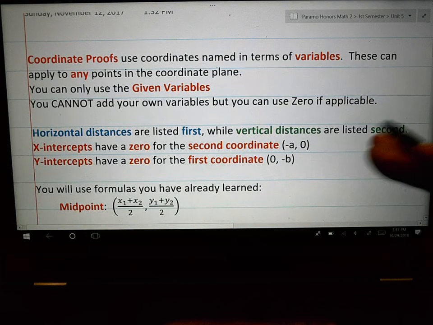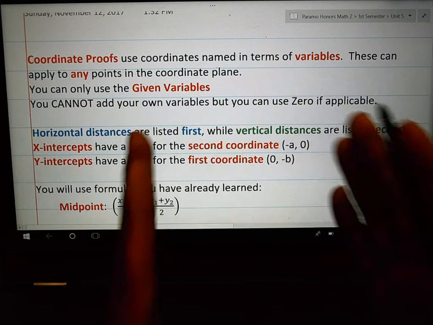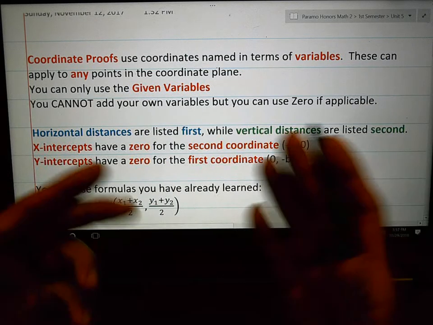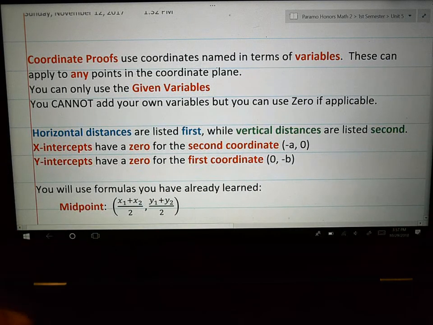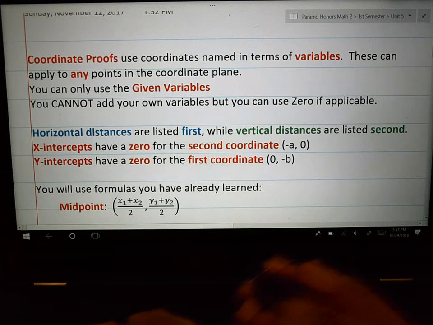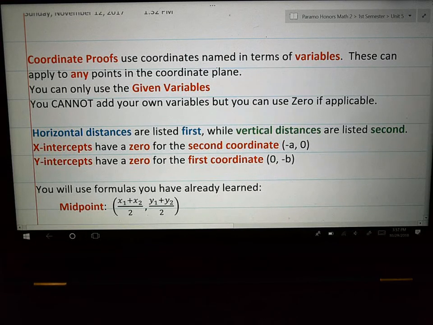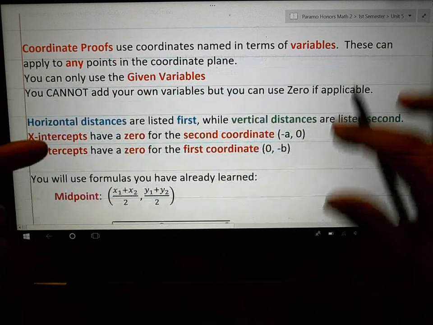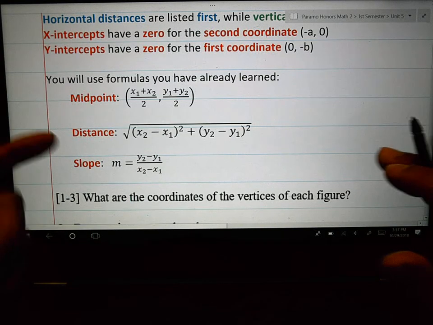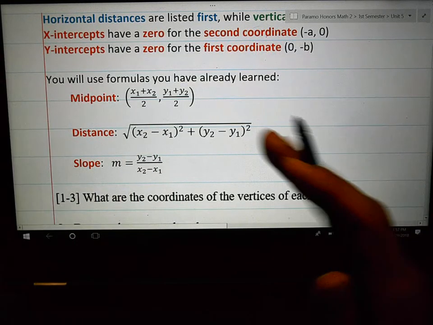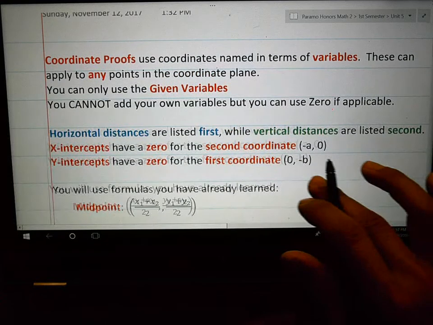This is where it gets abstract. This is where you have to follow the same process you did with numbers with letters. So don't let it freak you out that now we're dealing with terms of a, b, c, and d. You're still going to be finding midpoints, distances, and slopes with the variables the same way you did with the numbers, just so you know.